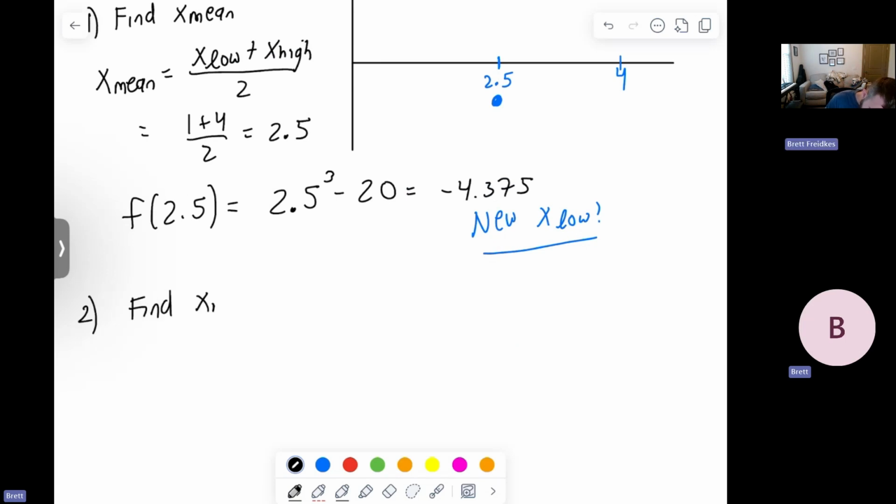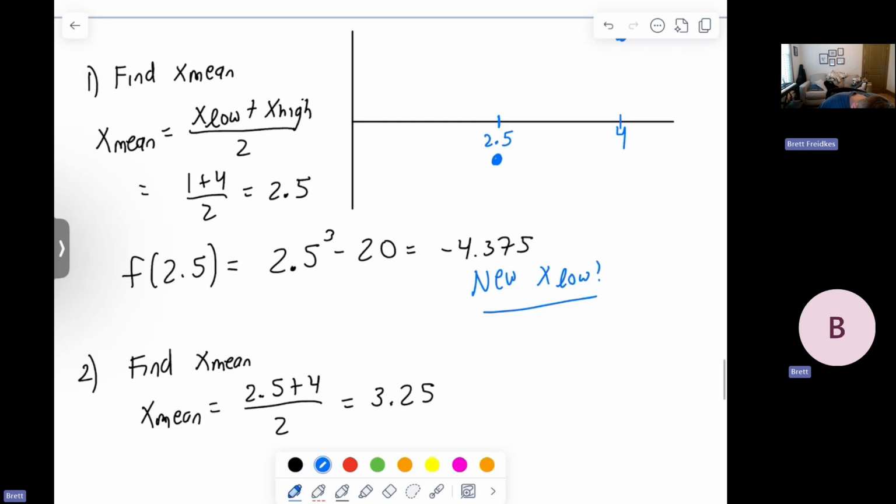Find x mean. X mean is the new x low. And again, this function value is not the new x low. That's f of x. We don't care about that value. All we care about is the sign. This is going to be x low plus x high divided by 2. If we do that, we will get 3.25.